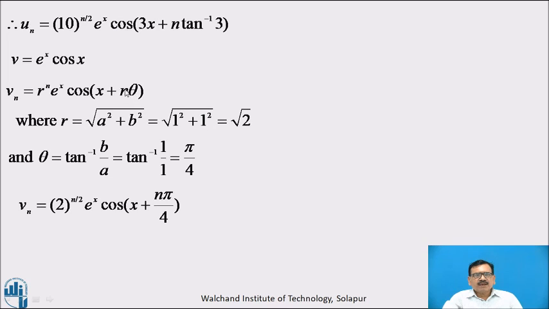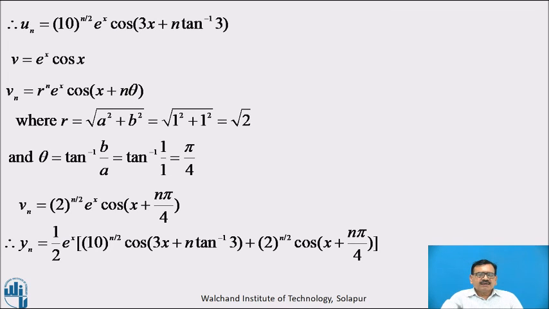Here theta is pi by 4, and in the beginning we have taken y equal to 1 by 2 of u plus v. Therefore, we have calculated the nth derivatives and we will substitute the nth derivative of u and v. In both terms we have e raised to x common, that is e raised to x by 2 into bracket, the nth derivative of u, that is 10 raised to n by 2 cos of 3x plus n tan inverse of 3, plus 2 raised to n by 2 cos of x plus n pi by 4.